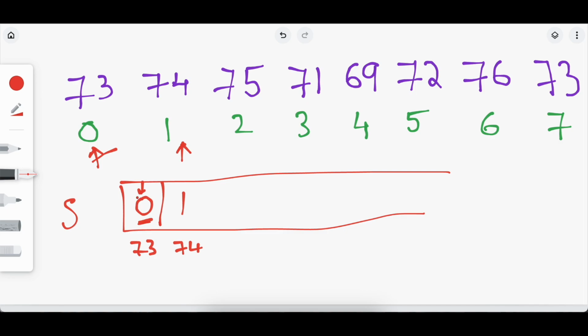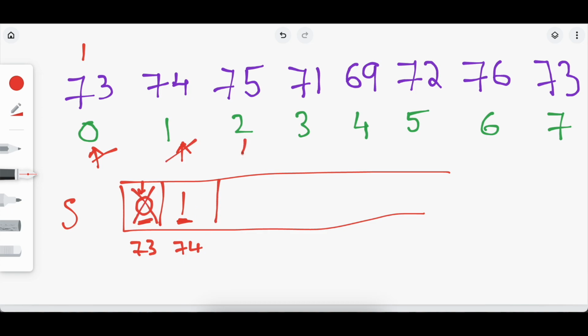We have to find for every day how many days we have to wait until we get a warmer temperature. So for this one we already found a value. That means answer at 0 is going to be 1 minus 0, because the warmer day to the right side of it is at 1 and my current index is 0. So it's 1 minus 0, which is 1. Now since this has already been taken care of, we'll simply pop it out from my stack.